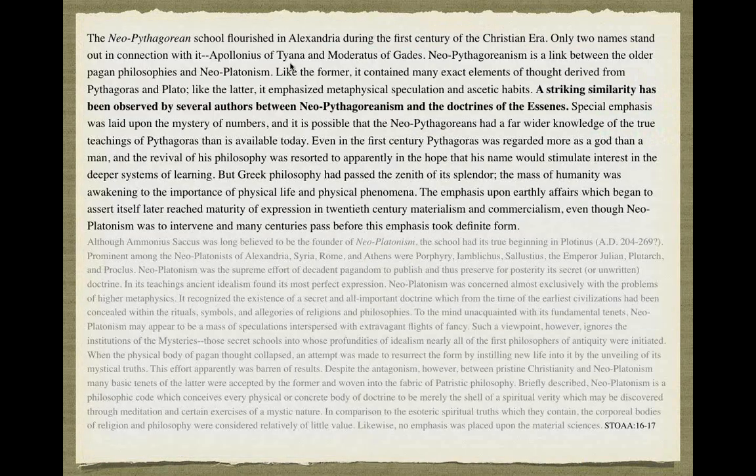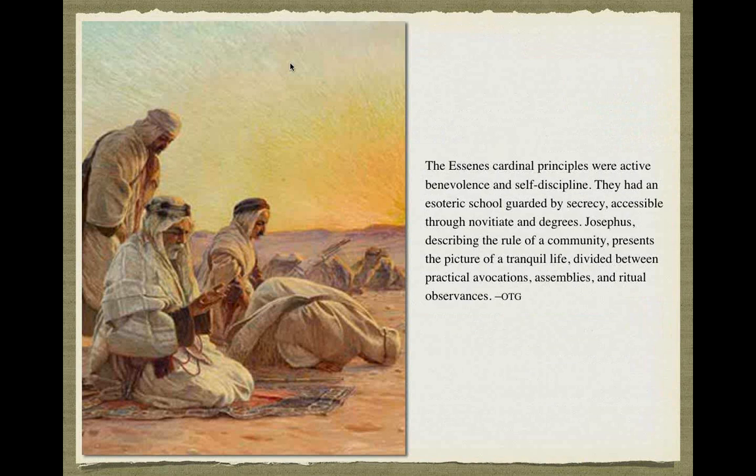The association of the Neo-Pythagoreans with the Essenes is interesting. In Hebrew, the word Essene means to heal. Josephus tells us that their cardinal principles were active benevolence and self-discipline. They had an esoteric school guarded by secrecy, accessible through novitiate and degrees.